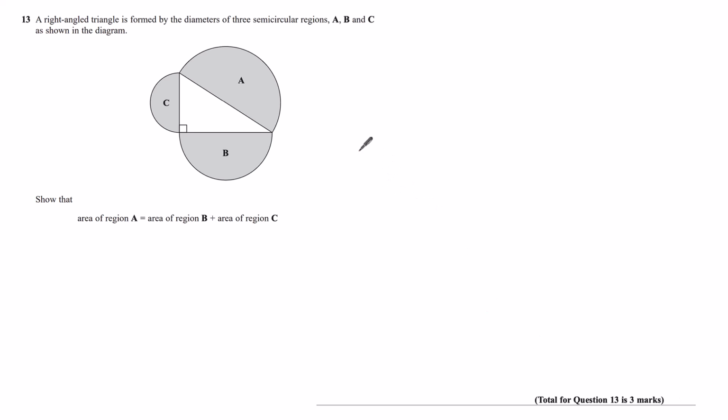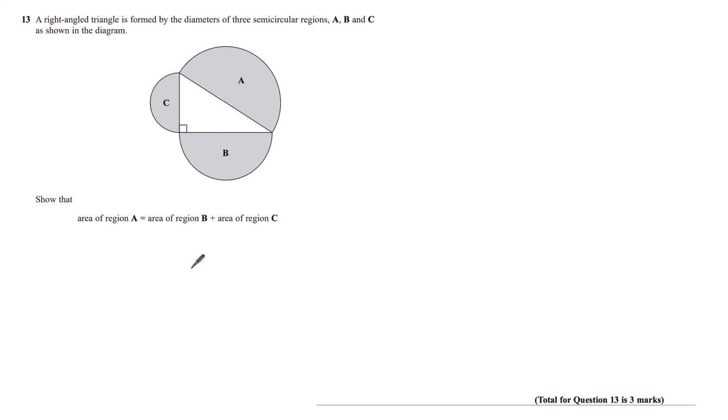Question 13. A right-angled triangle is formed by the diameters of three semicircular regions A, B and C, as shown in the diagram. Show that the area of region A is equal to the area of region B plus the area of region C.